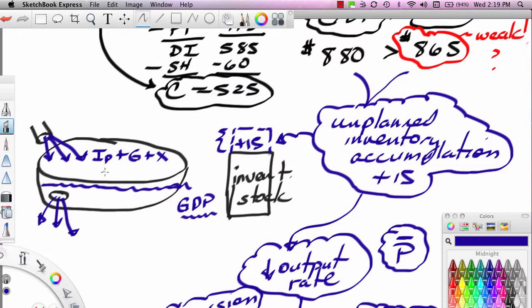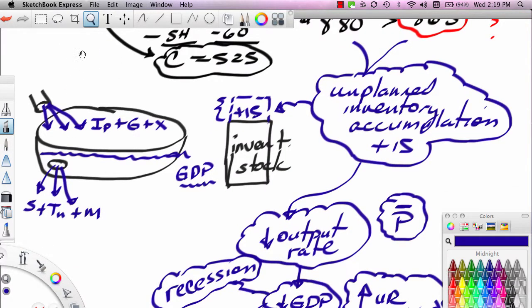Okay, what are the three leakages? Well, the three leakages are savings, net taxes, and imports. So if the rate of injections equals the rate of leakages, you would expect what? The water level will stay constant. In other words, it will stay stable, which is equilibrium. So if the rate of inflow equals the rate of outflow from the circular flow, then GDP will stay constant. But in fact, that's not the case here.